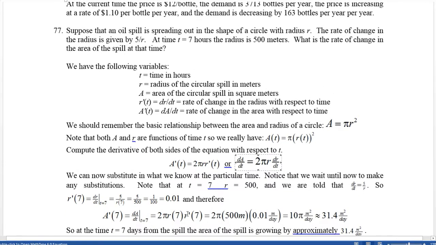And so we get that. So what does that give us? That gives us dA over dt, the thing we're looking for, which is 2 pi times the r of 500. Actually, I could just go back here without that formula 5 over r and just put that in. So it's 500 there, and this is 0.01. You multiply all that out, you get about 31.4 square meters per day.